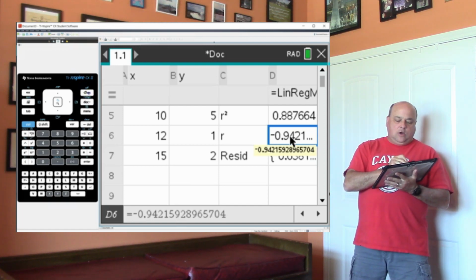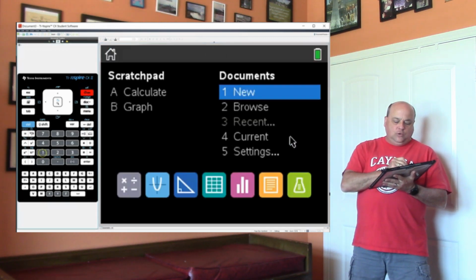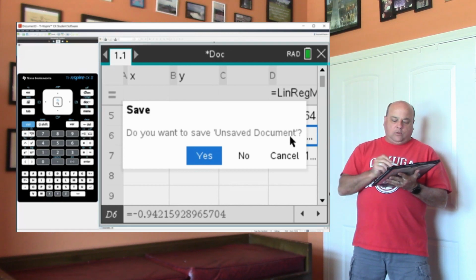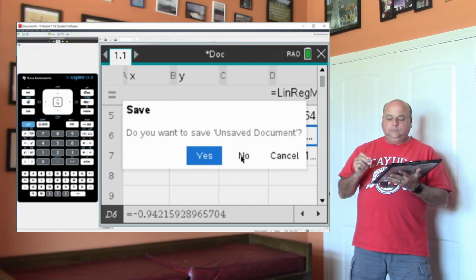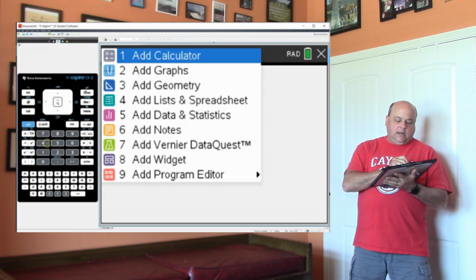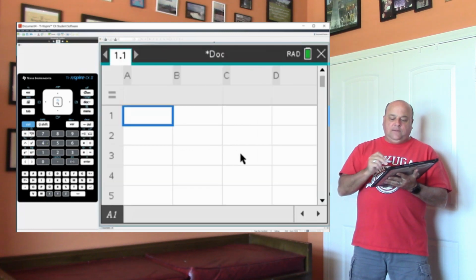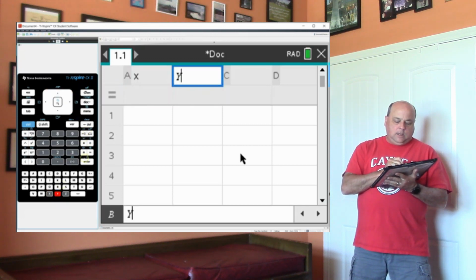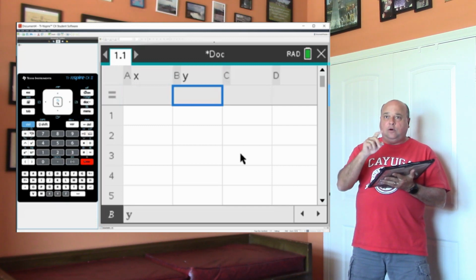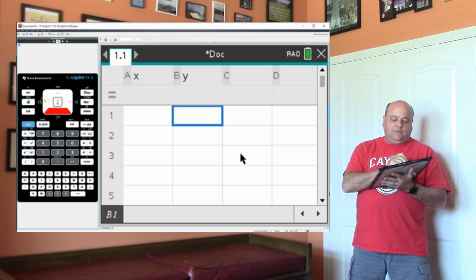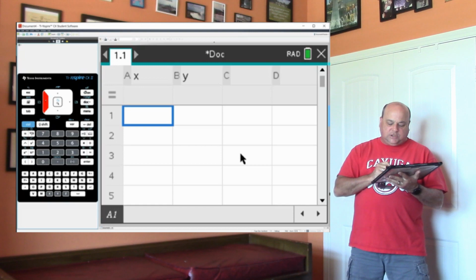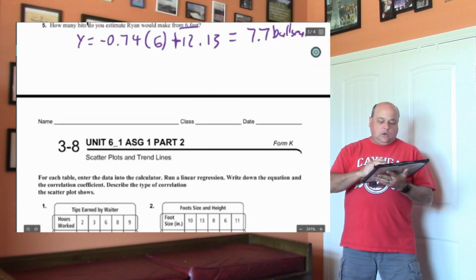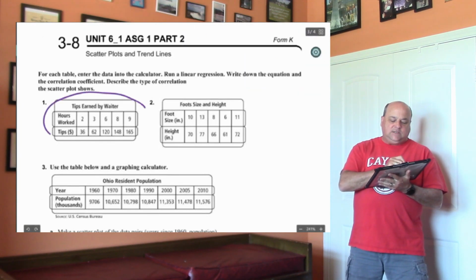Now then, let's click Home. Let's do 1, and then we're going to create a new one, so no. And then we're going to create a list or spreadsheet, and then go up and type in X, hit enter, right arrow button up, Y, enter, and do not hit enter on these gray squares, go down. If you do, it's going to make you type in an equation. Now then, let's go to here, and we're going to type this in.